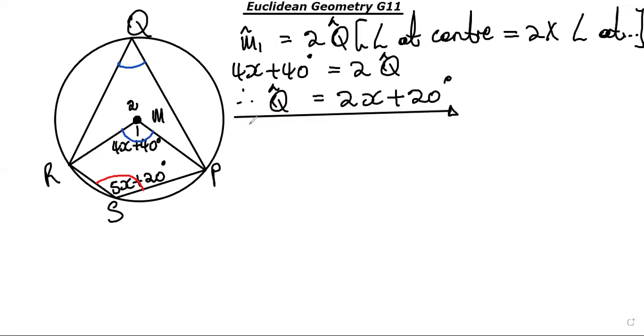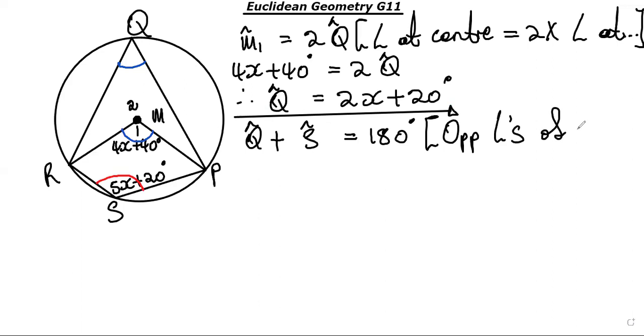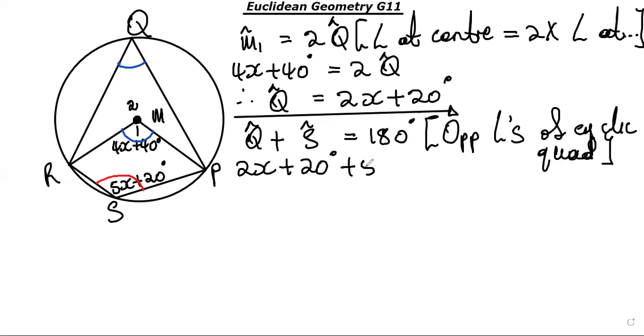We say, okay, if we take angle Q and add it to angle S, the sum will be 180 degrees, because these are opposite angles of a cyclic quad. But what is the value of Q? Well, it's 2x plus 20 degrees. And what is the value of S? It's 5x plus 20 degrees. And everything is set equal to 180 degrees.